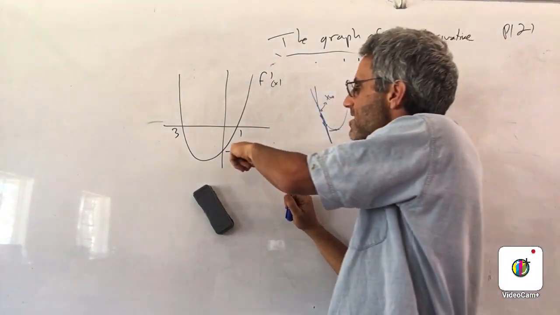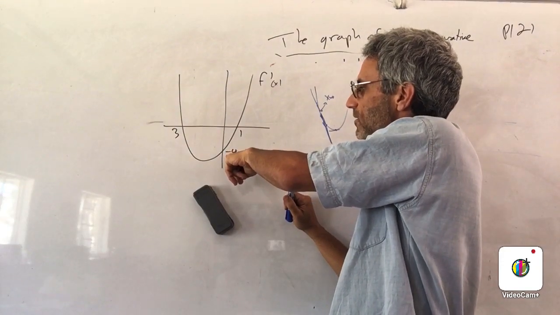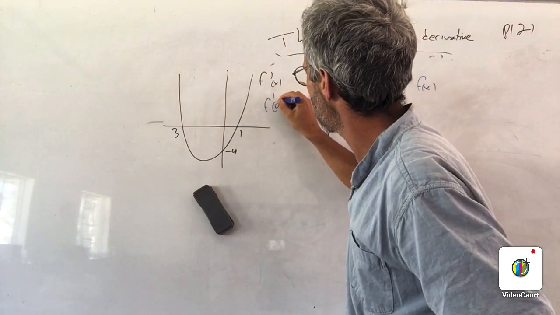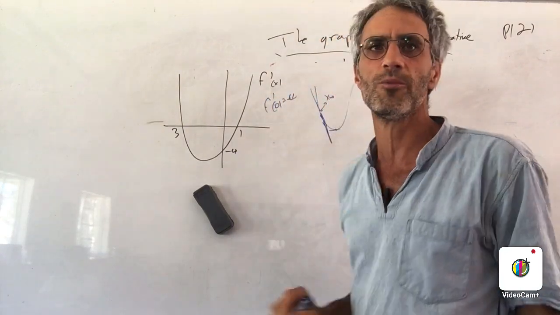Well, what's the gradient of the function when x equals 0? You just read the derivative. The derivative at 0 is minus 4. You just read it from the graph.